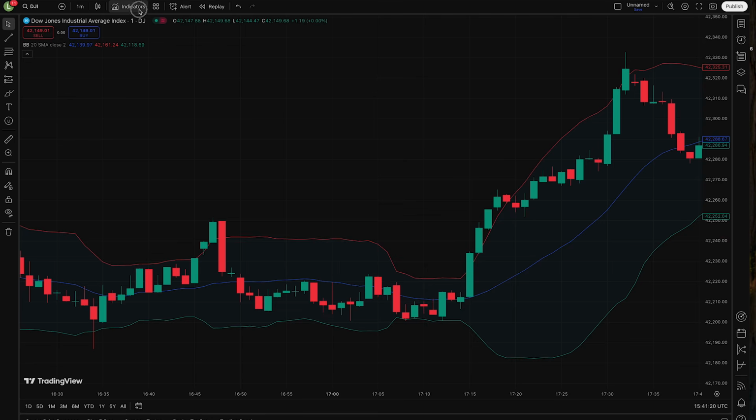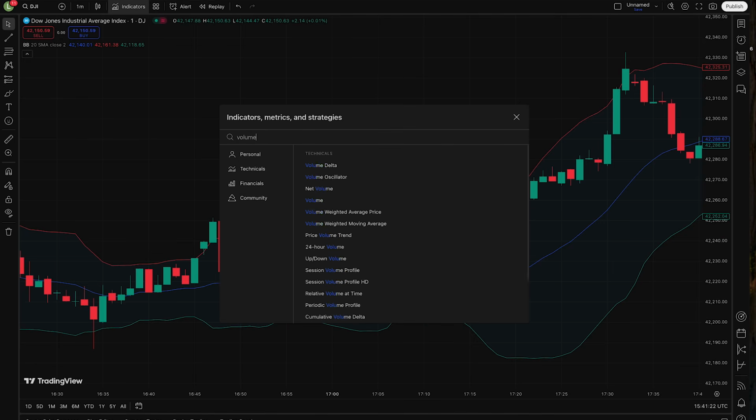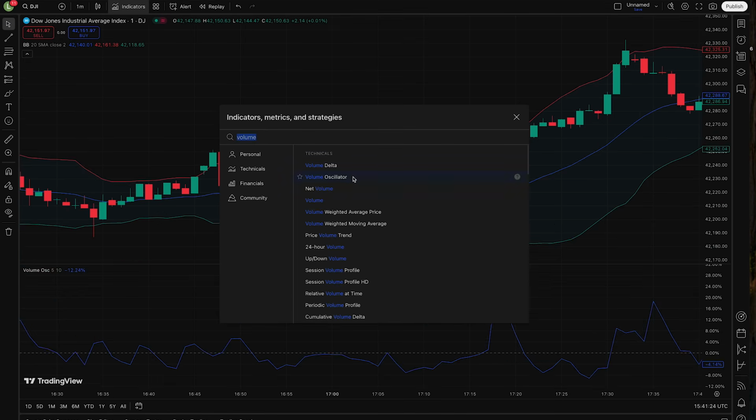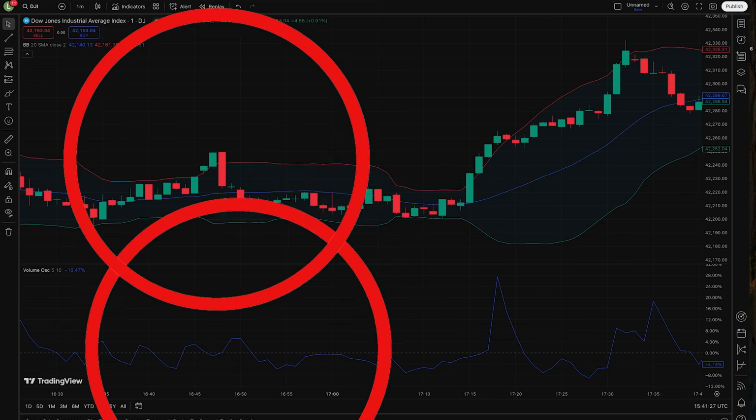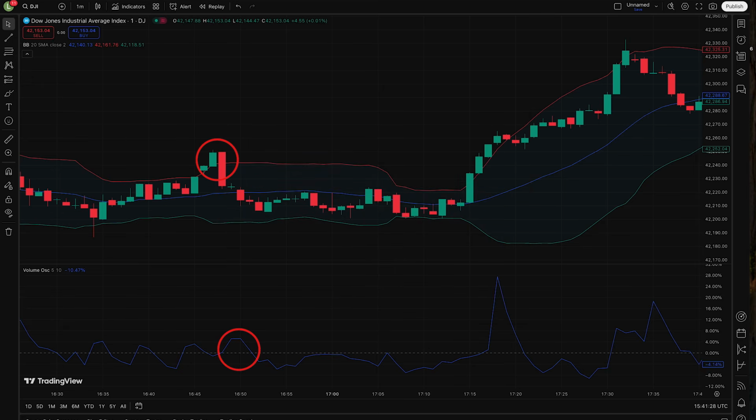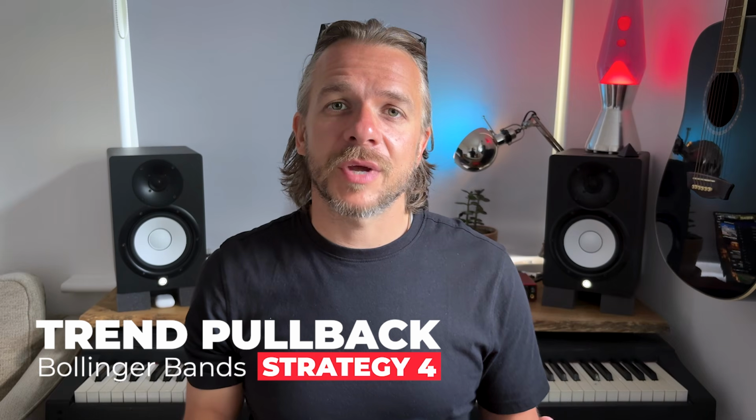That's why it's always good to cross-reference a breakout with volume. If there's no volume, then a breakout will likely not amount to anything. But with lots of volume, a breakout will likely turn into a new trend. And to prove this, let me add a volume oscillator to the chart. And there you can see at the fake out, there is very little volume, but on this actual breakout, there is a lot of volume. So there's your confirmation. Strategy 4, trend pullback.